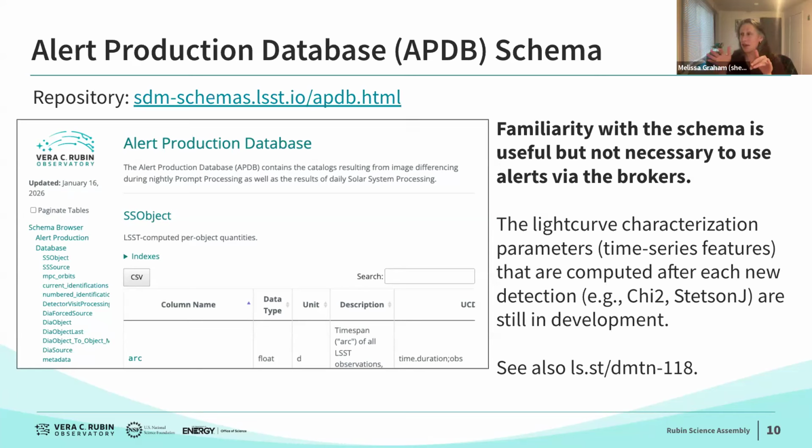My point here is just that what those parameters are is still very much in development, and at this early time, not everything that we plan to put in the alerts and to measure from the light curves is available. If you are interested in exactly what Rubin might eventually include in terms of time series features, there's a tech note, ls.sc/dmtn118, that covers everything that Rubin might eventually calculate for those.